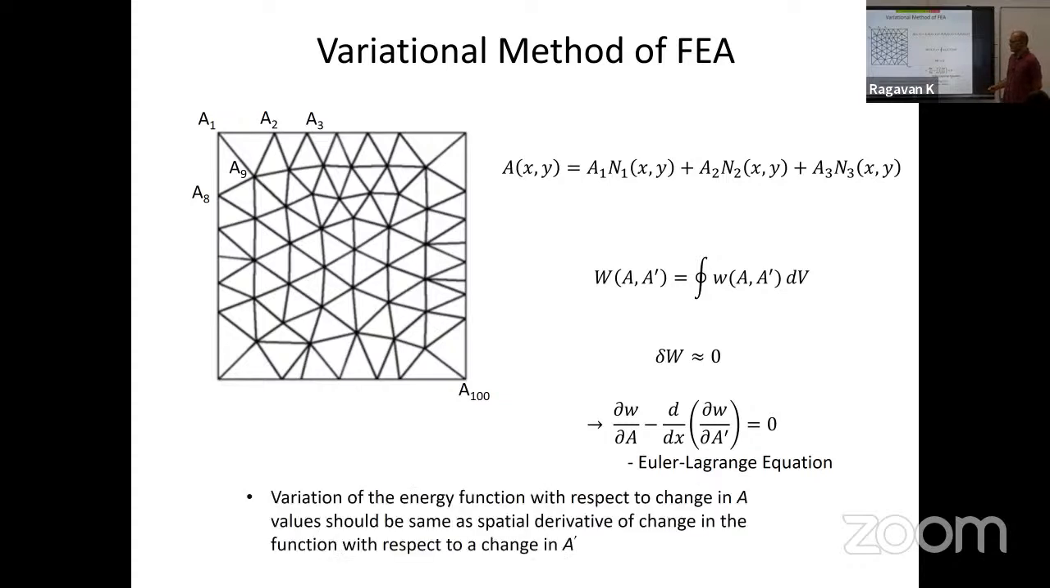What this essentially says is that the variation of the energy function with respect to change in A is the same as the variation of the energy function with respect to A dash, again differentiated with respect to x. It's not just x. I wrote it in a single dimension. If there is y and z, it has another more involved representation. But to understand, I kept it simple.